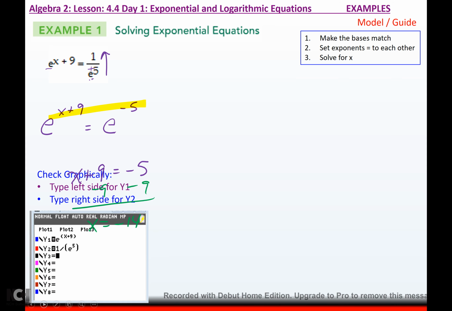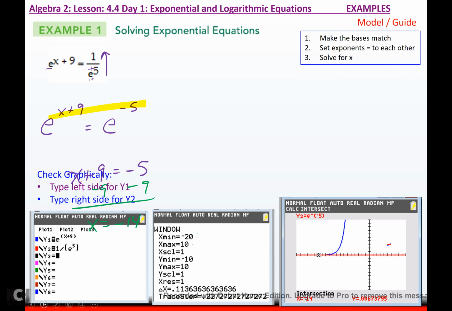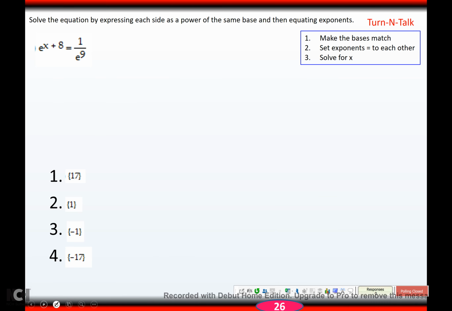If I check it graphically, see how I typed in e to the x plus 9 on top and 1 over e to the 5 on bottom? My window, I went from negative 20 to 10 on x. And if you look at negative 14, that is where it's equal to e to the negative 5, 1 over e to the 5, which is 0.006739. But there's my negative 14. Alright, you try this one, hit pause, come back when you're ready.